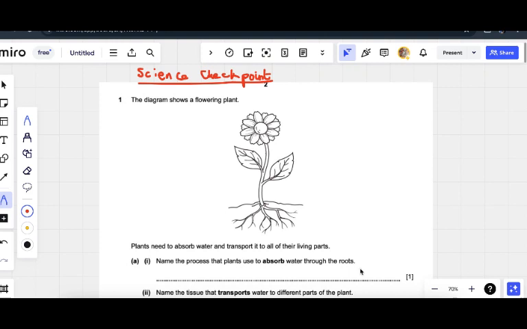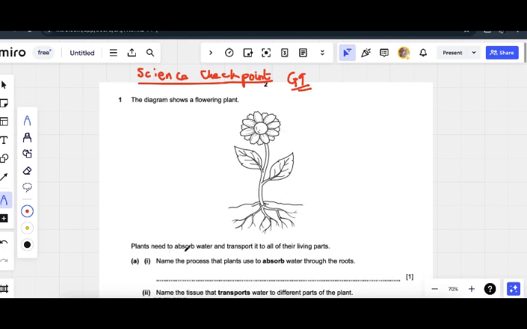Today we're looking at science checkpoint grade 9 and chemistry IGCSE questions. So we're doing the grade 9 checkpoint and chemistry IGCSE questions together. Now let's take a look at the science grade 9 checkpoint first. You see the diagram shows a flowery plant. So you can see a flower.